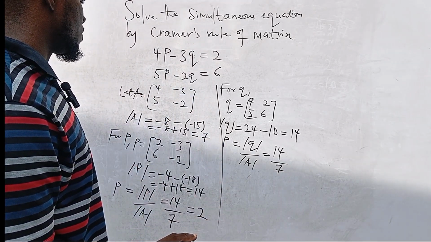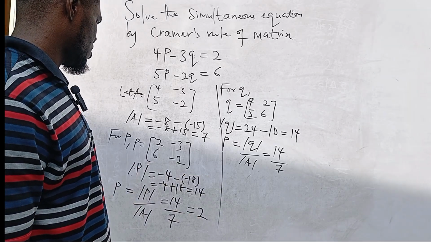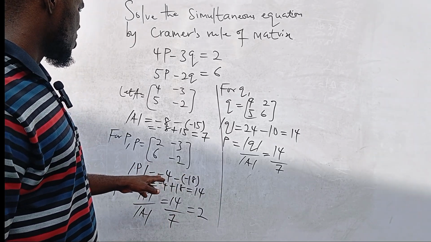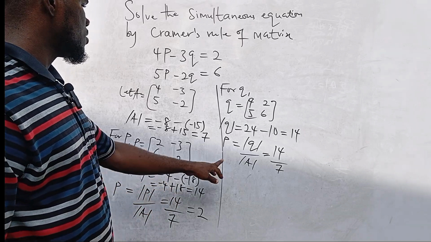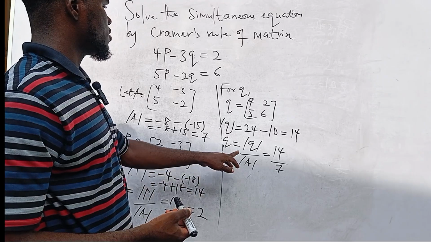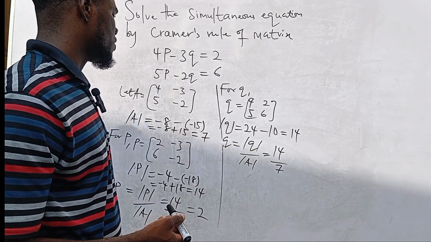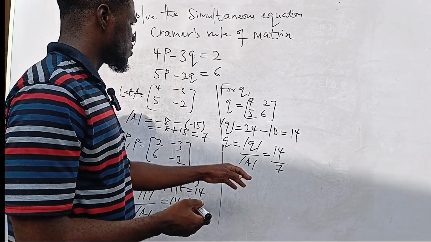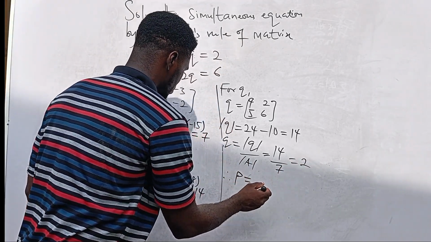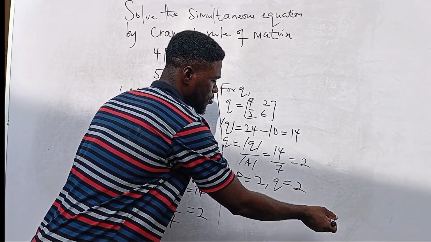Oh, I think I've made a mistake. I was solving P again. Was I? Wait, let me check it. Okay, I'm still correct. So the determinant of Q is 14, while the determinant of the original matrix is still 7. So 14 over 7 is still 2. Therefore, P is equal to 2 and Q is also equal to 2.